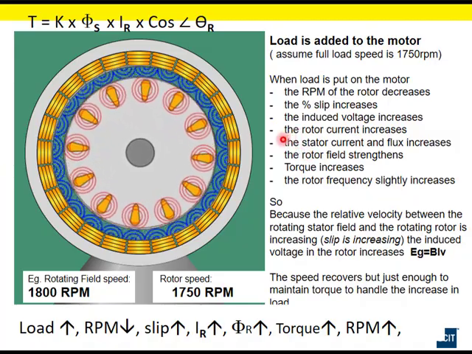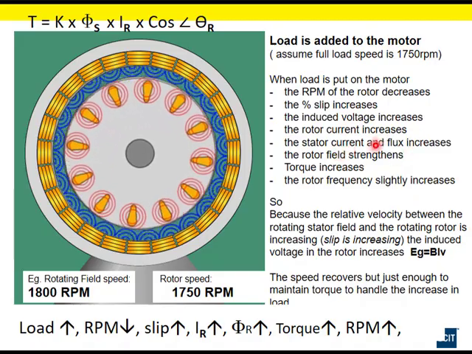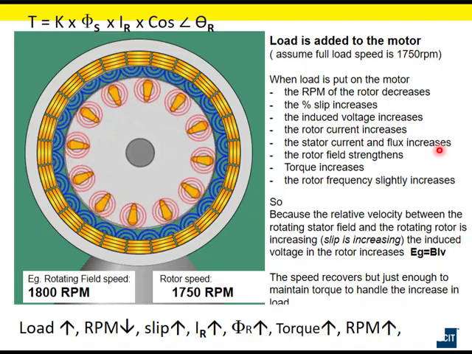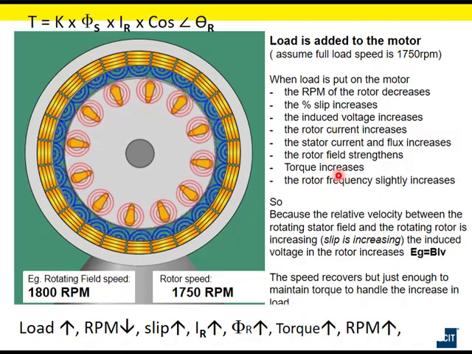Now, the rotor current, because of that increase in voltage, will go up. Okay, that rotor current increasing, because of the transformer effect we discussed before, will cause the stator current to increase. And then that stator current increases, so our stator flux will increase. Okay, so you see there's all these things going up. The rotor field strength is increasing because the rotor current increases. Those together are going to cause our torque to increase.